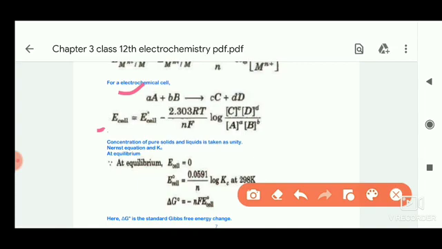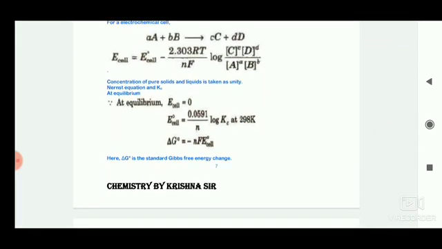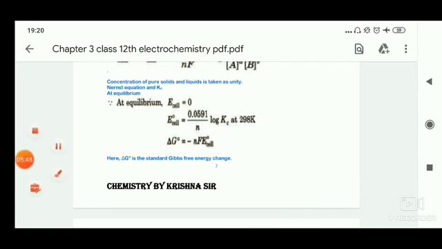Concentration of pure solids and liquids is taken as unity. From the Nernst equation, at equilibrium, when E cell equals 0, then E° cell will be equal to 0.591 upon n log Kc at 298 Kelvin. Here, ΔG° equals minus nFE° cell, as you studied in class 11th, where ΔG° is the standard Gibbs free energy change.